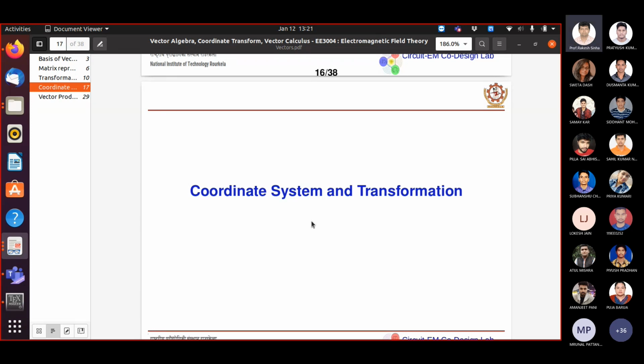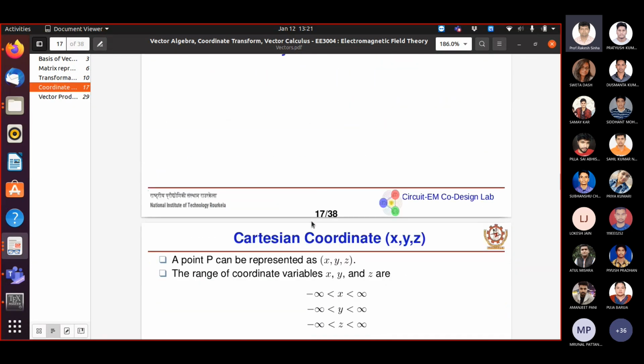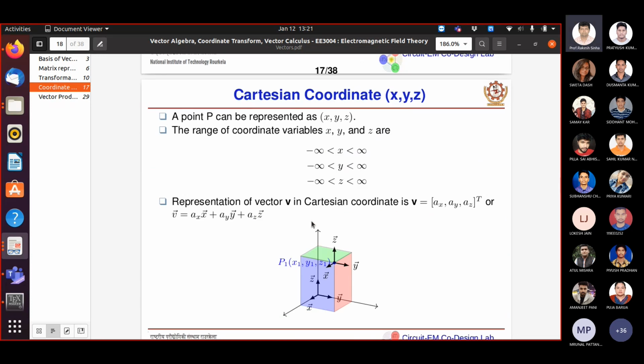And to understand the field in one coordinate system in terms of another coordinate system, we need the coordinate transformation. Before going into coordinate transformation, which we have already discussed in the last class, you need to understand certain things. One is the coordinate variable. The coordinate variable is basically the point where we are calculating the field. That may vary, so for different points it has a different value. That is the coordinate variable.